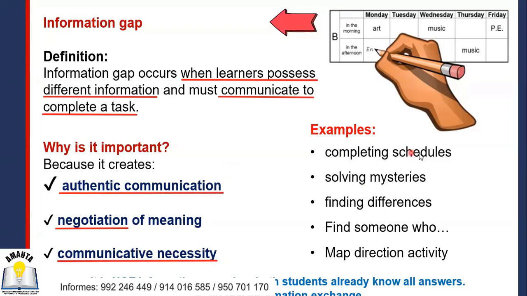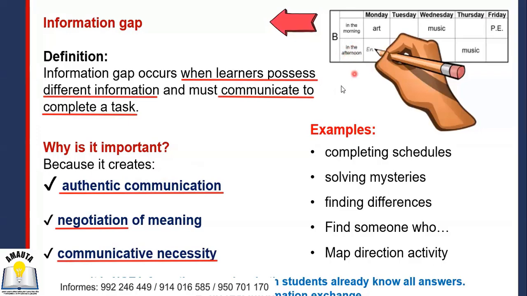some examples. When they complete schedules, for example, timetables as the example here, we have a timetable with two different moments, in the morning and in the afternoon. So student B should complete the blanks here about student A. Student B will probably ask questions about the subjects student A has on the following days.